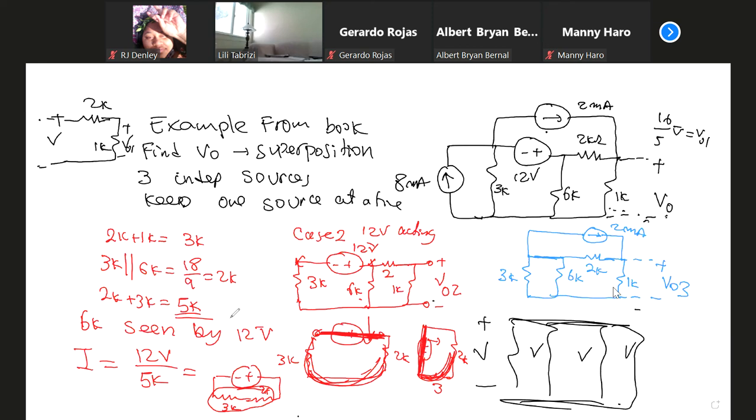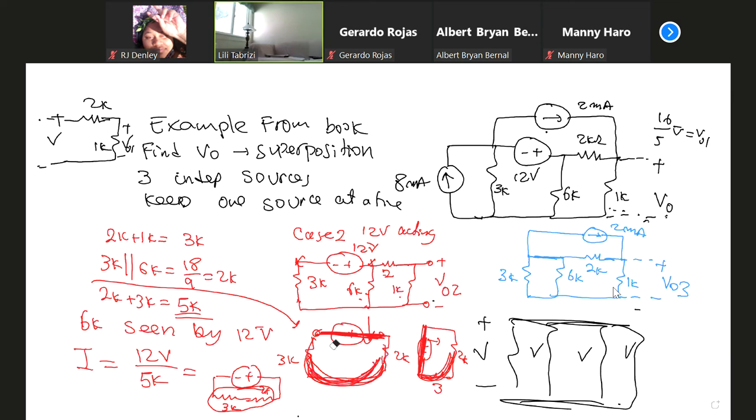From the drawing, I see you did voltage division from 6K and 3K because they're parallel, which gives you 18/9. I didn't use voltage division yet. I'm just finding that 2 plus 1 is 3, and 3K in parallel with 6K is 2K. So it's the same circuit, 2K. Okay, I got it.